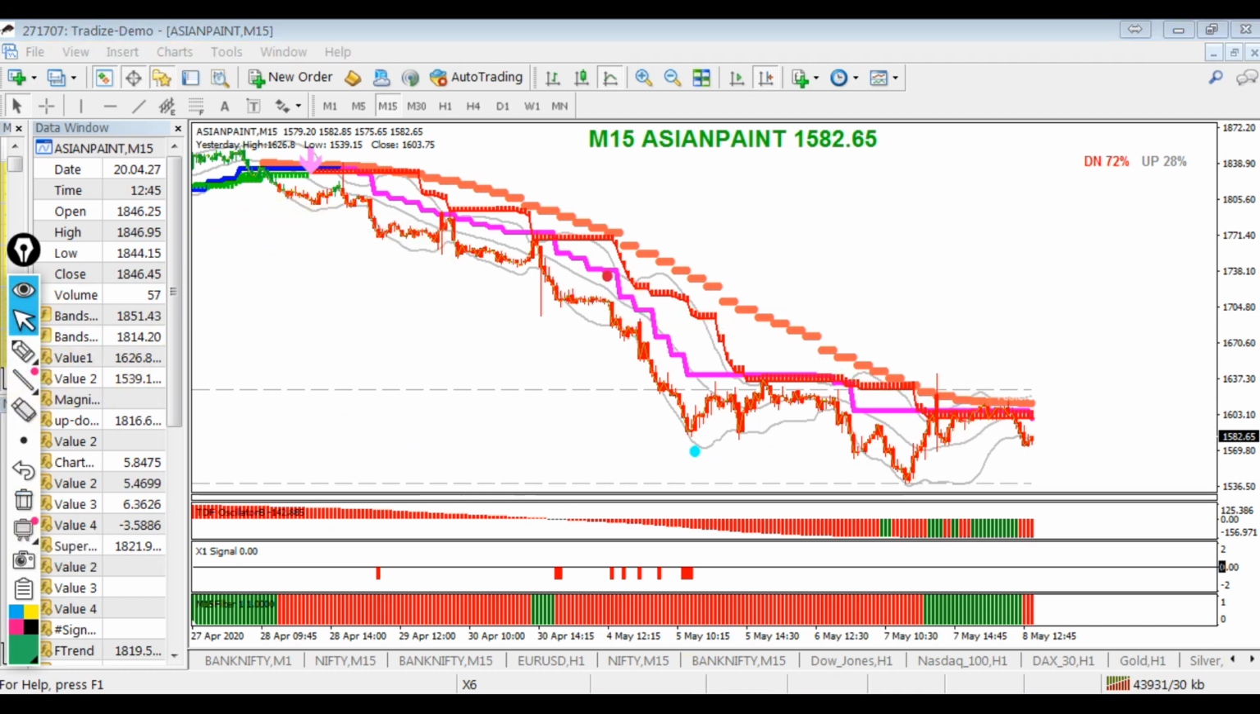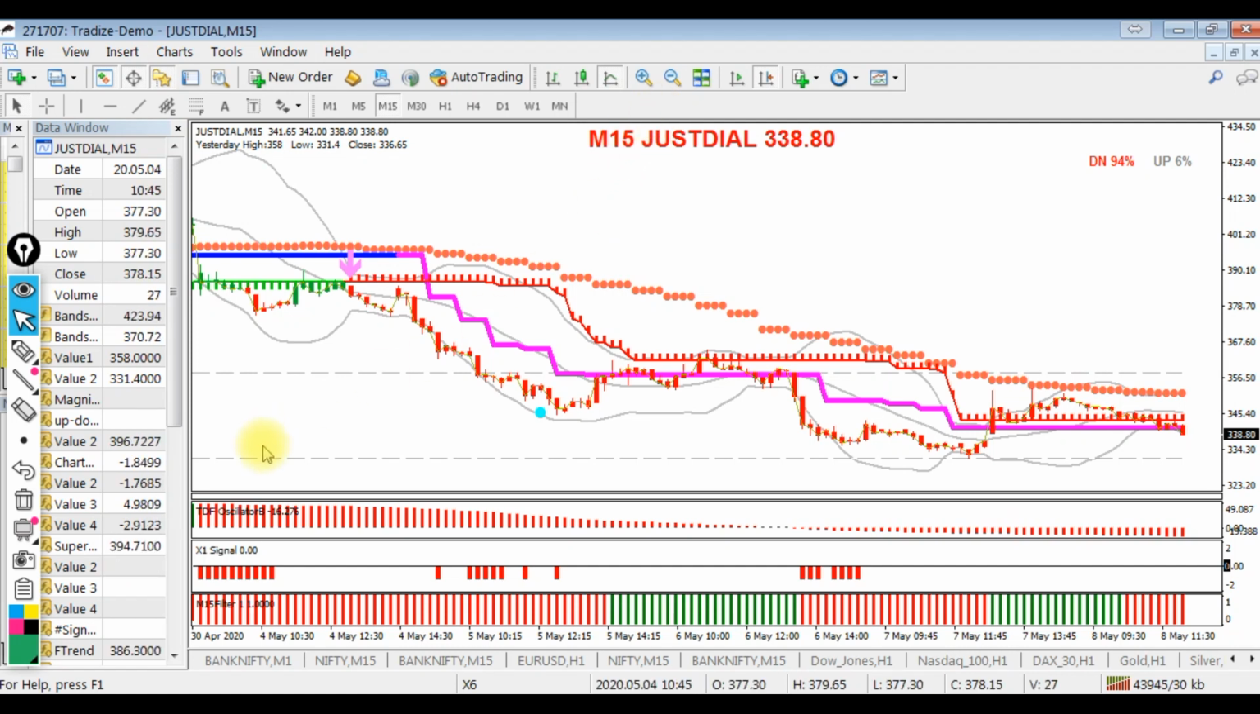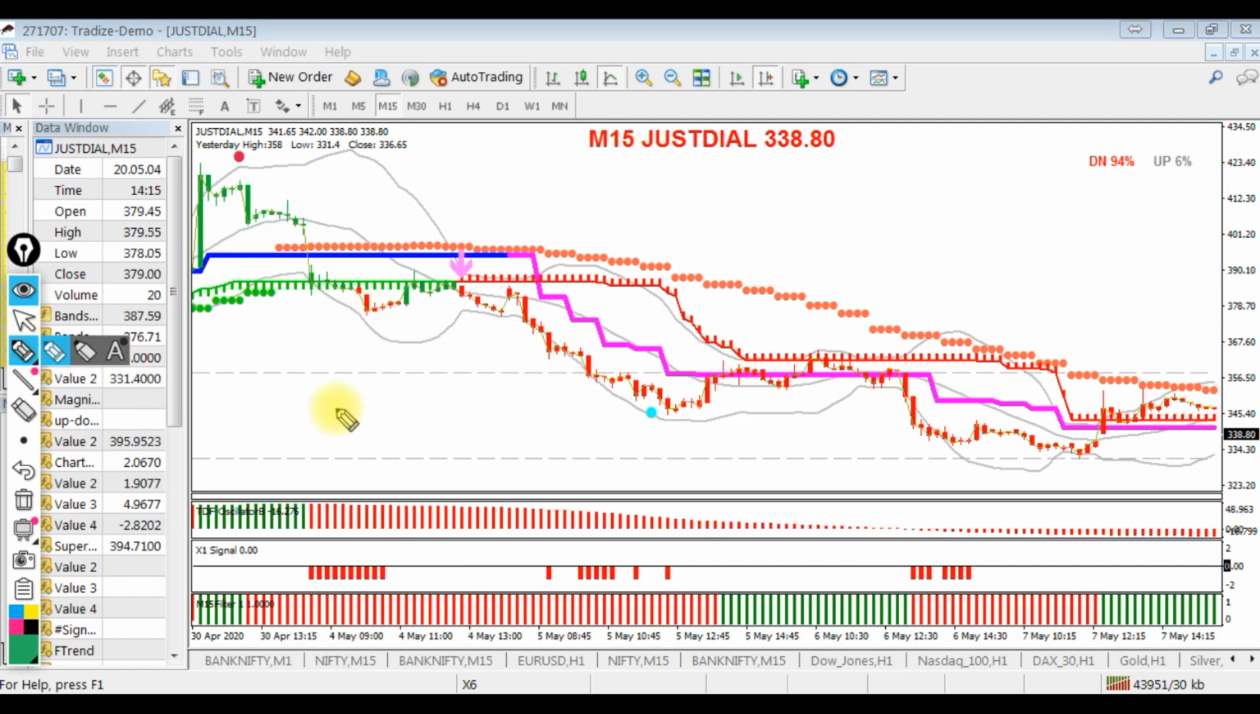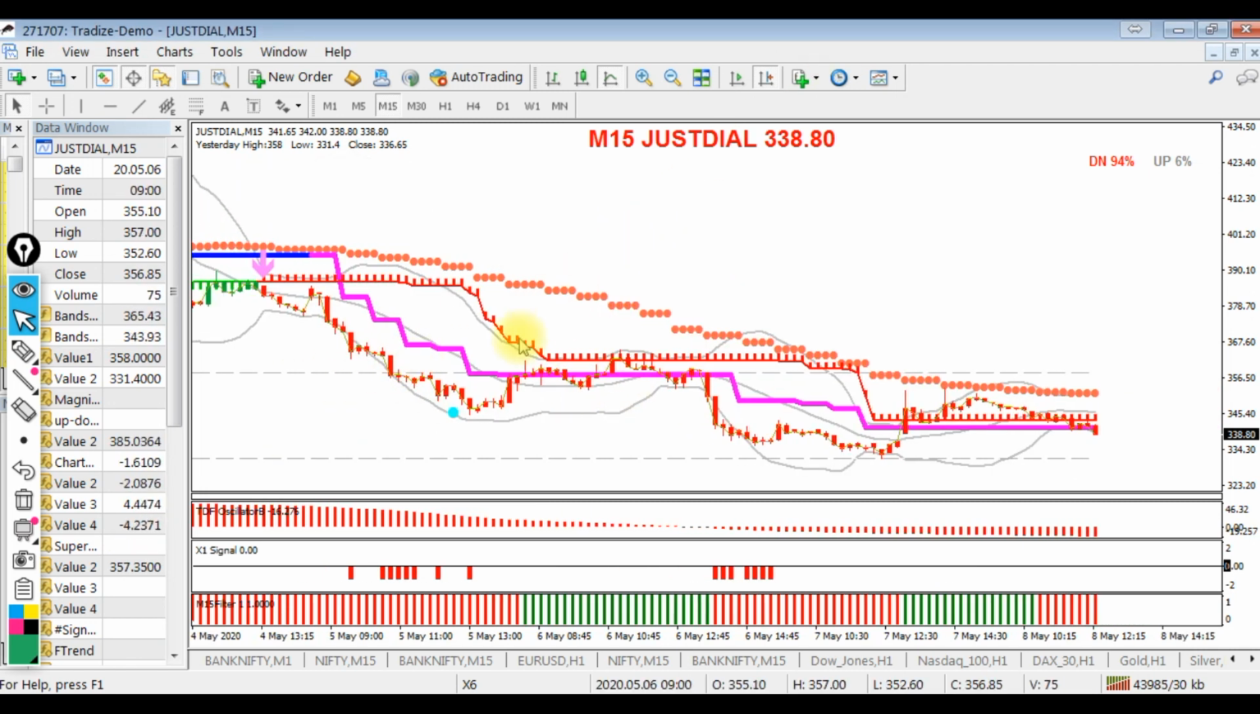And next chart is Just Dial. See, in Just Dial also a sell signal is running. This has already been shown to you many times over the last 2 days. So this was the sell signal from the X1 signal. This was the area where the sell got triggered. And afterwards you got a trend indicator sell signal. Let me see the level here. So probably you would have sold somewhere around the 381 level. From 380 now it is at 338.